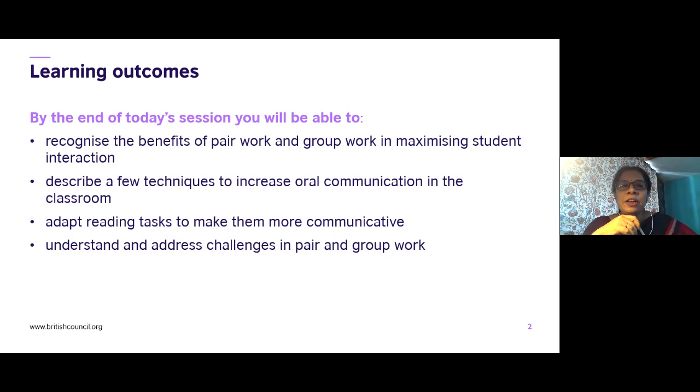Yes, thank you. So by the end of today's session, you will be able to recognize the benefits of pair work and group work in maximizing student interaction, describe a few techniques to increase oral communication in the classroom, adapt reading tasks to make them more communicative, and understand and address challenges in pair and group work.